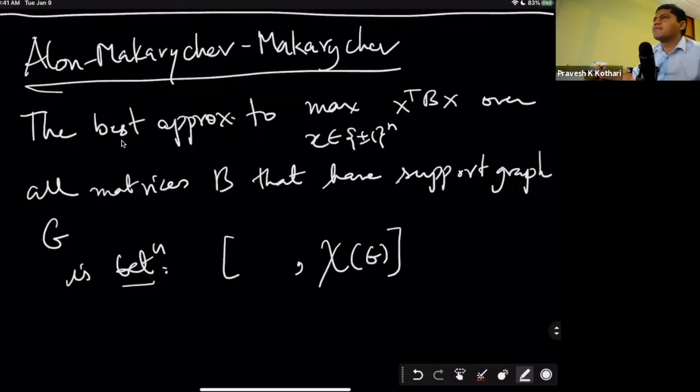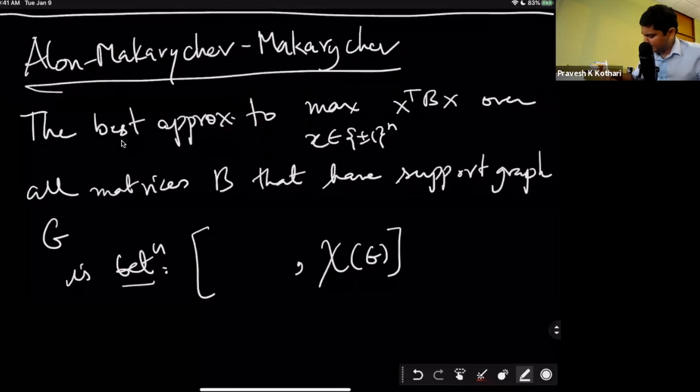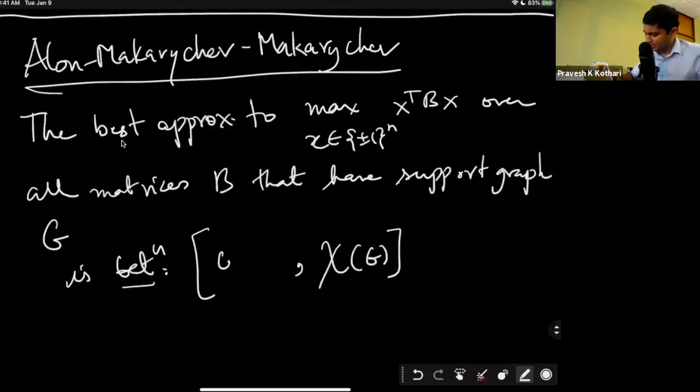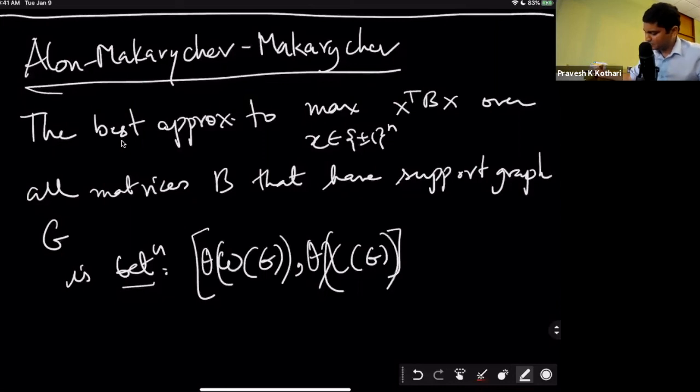And what's the lower bound? I guess I forget the lower bound. I think it's supposed to be the independence number, or let's say maybe just the clique number. Oh, I guess that makes sense. I might be messing up some constant. So let's say theta of the clique number and the chromatic number.